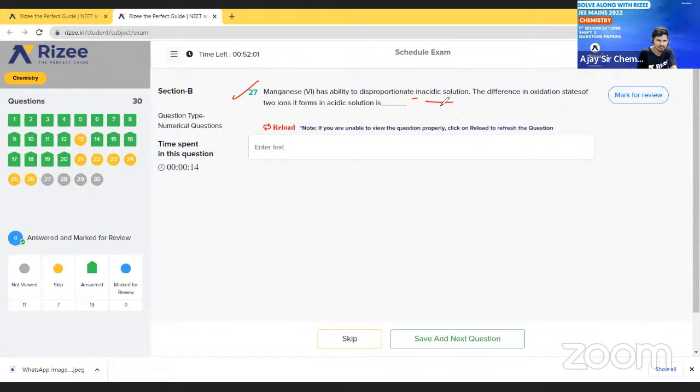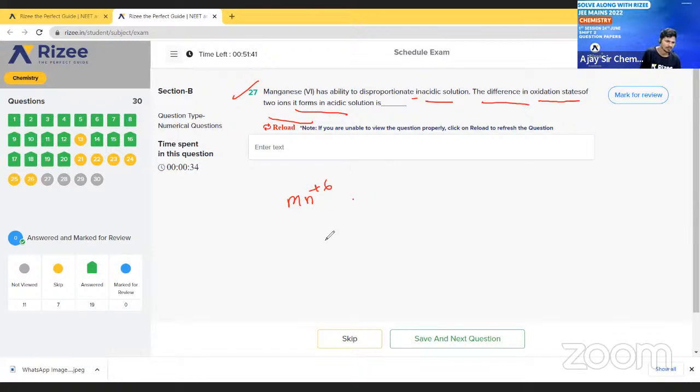In acid solution, they are asking about the difference in oxidation states of these two ions. Manganese at +6 oxidation state will go into a disproportionation reaction. That means it will produce two different oxidation states.